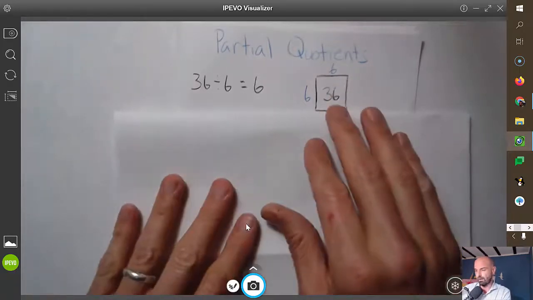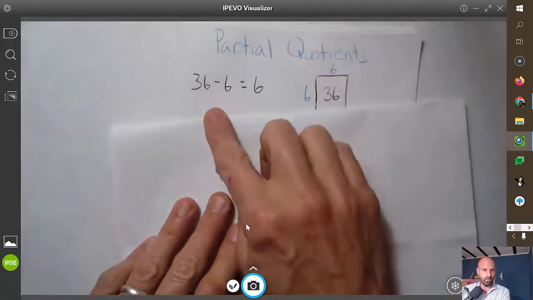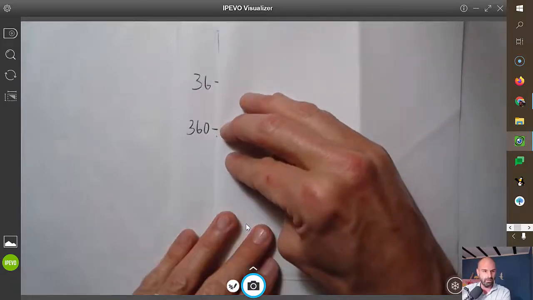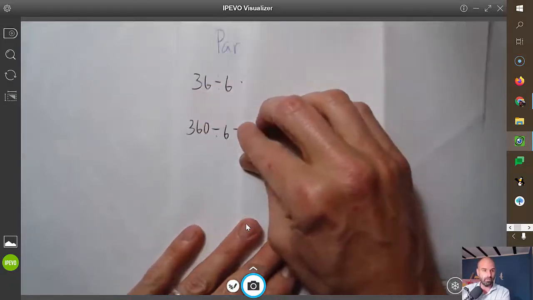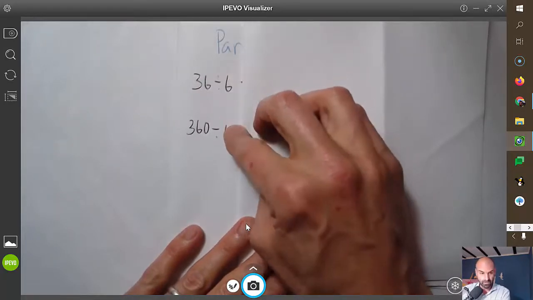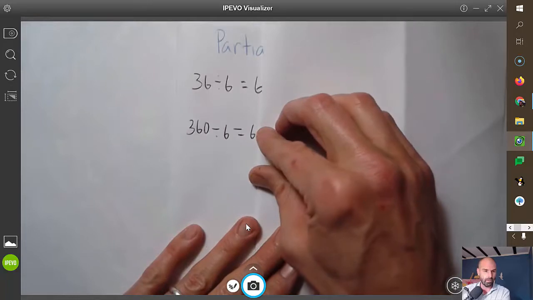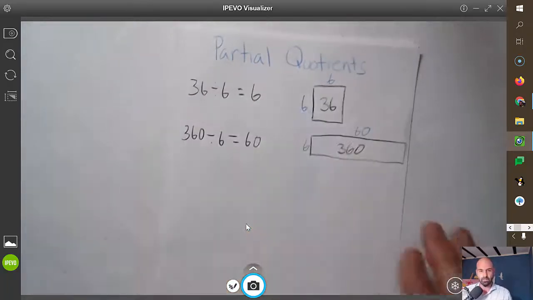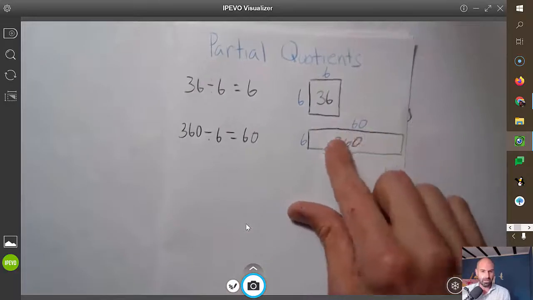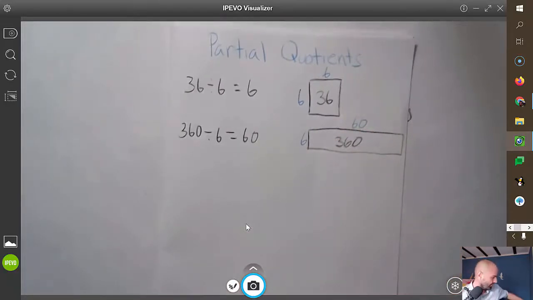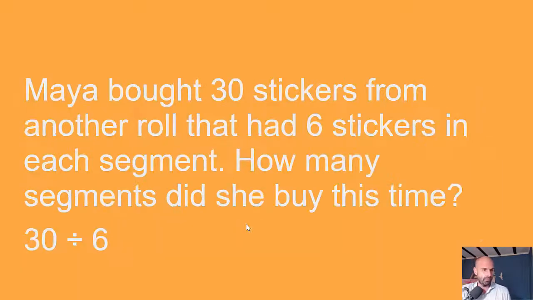And here we go. So if we have 36 and we notice that 36 and 360, that's 10 times more, right? And we've kept our divisor the same. What is going to happen to our answer? Is it going to be the same? No, it's going to be 10 times more. So we're going to have that 360 area. We know one side is 6, so the other side, using our understanding of multiplication, is going to be 60. Let's see what happens next.